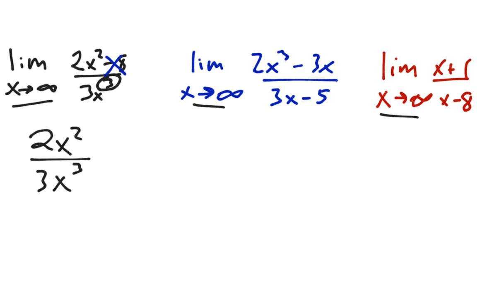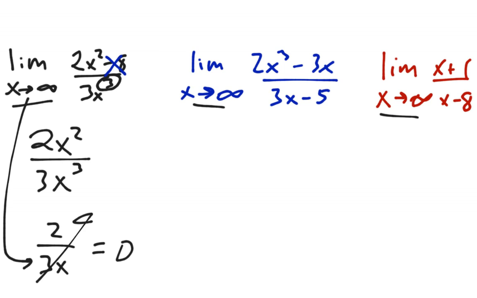And then some x's will cancel, and I'll be left with 2 over 3x. And then as x goes to infinity, this whole thing will go to 0. And this will happen whenever the exponent is bigger on the bottom. So I can come up with a mnemonic that says bigger on bottom, the limit will be 0.